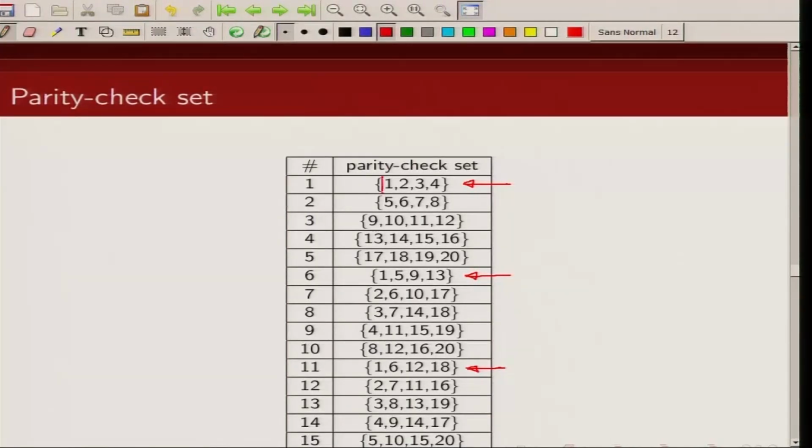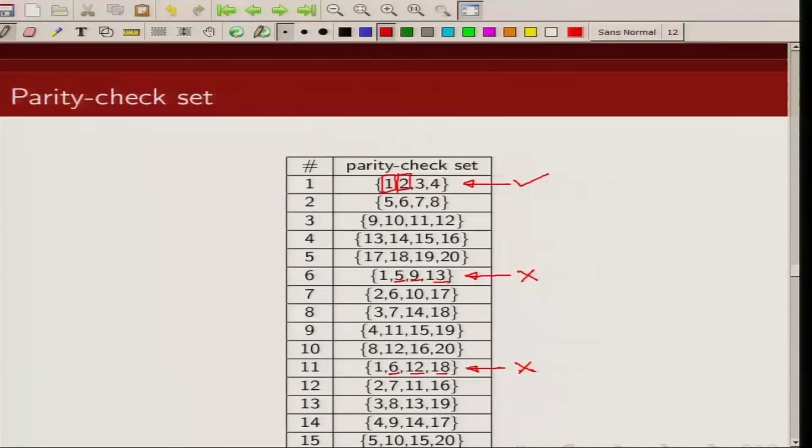Why? Because this was also in error and this was also in error. So, this parity check equation will be satisfied because 2 bits are in error. Okay. What about this? This parity check set will not be satisfied. Why? Because 5, 9 and 13 were received correctly, but 1 was not received correctly. Similarly, here 6, 12 and 18 are received correctly, but 1 is not. So, this parity check set will not be satisfied.